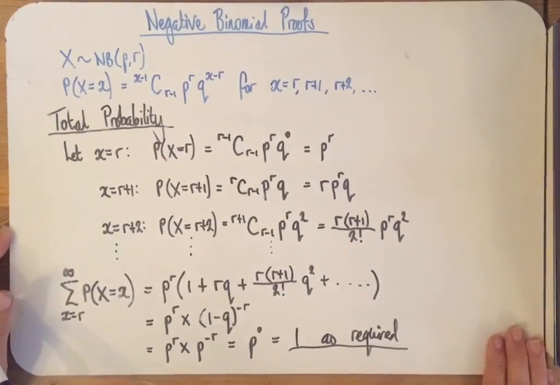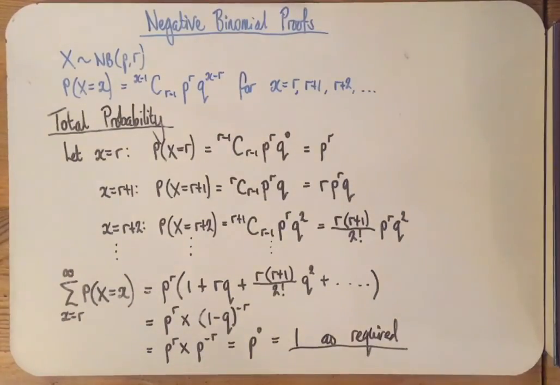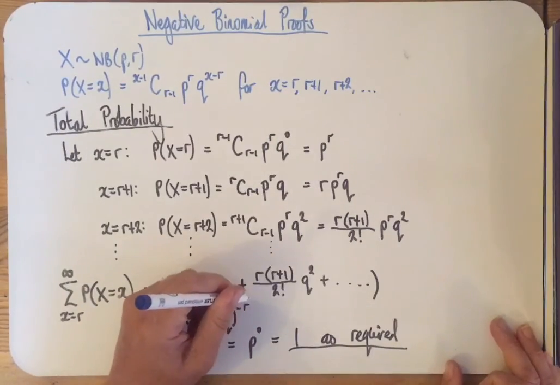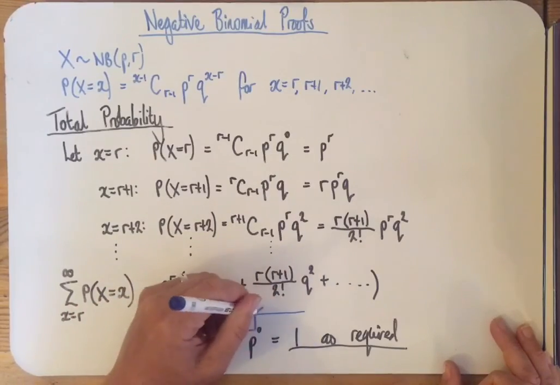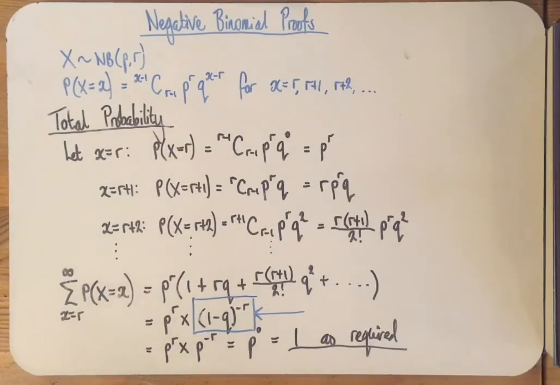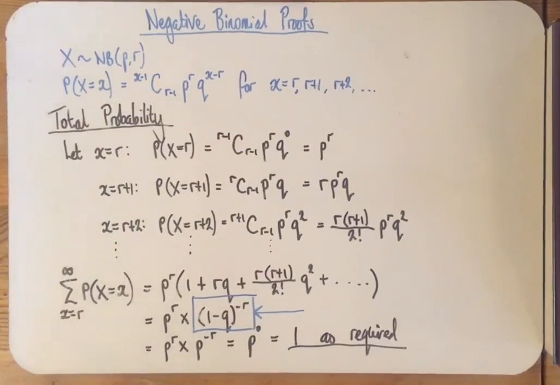I just think it's good for you to see these proofs, and also it makes you realise why the negative binomial distribution is called the negative binomial distribution, because you're expanding a binomial expression with a negative power in there, and you'll see that happening again when we look at the expectation.